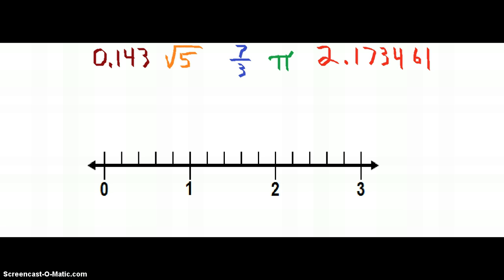Okay, for your homework tonight, I want you to go through and graph these numbers on a number line and put a star over any of them that are irrational. The ones that are not rational, put a star over them.